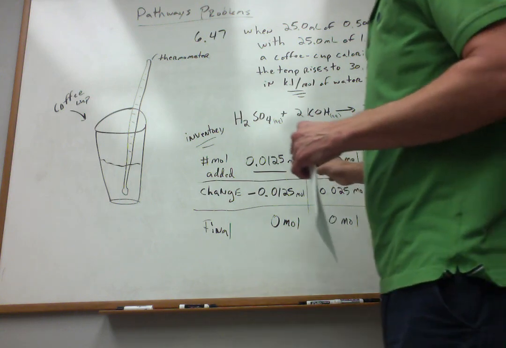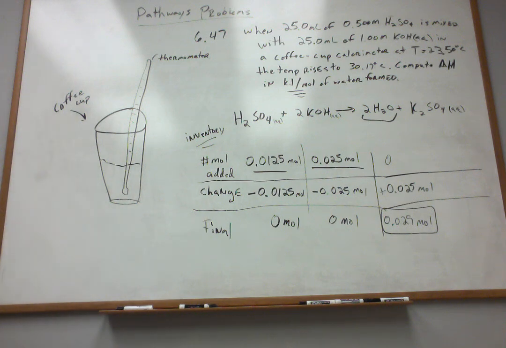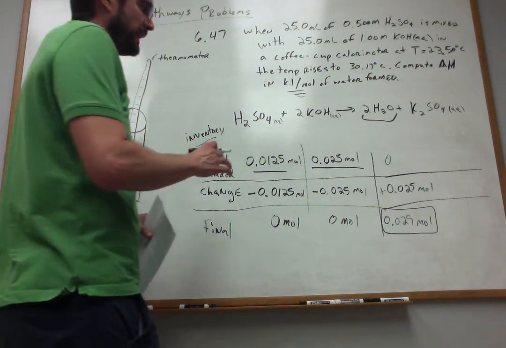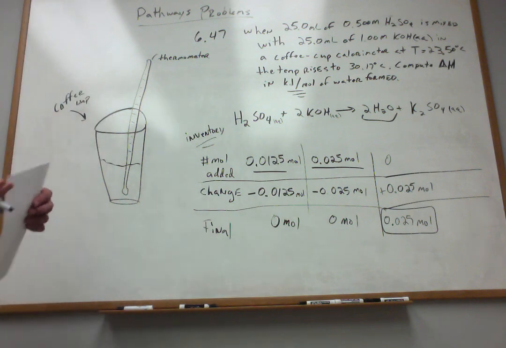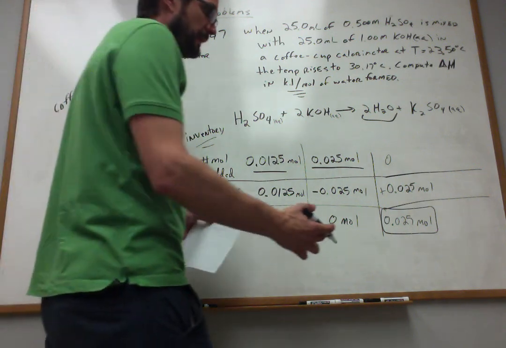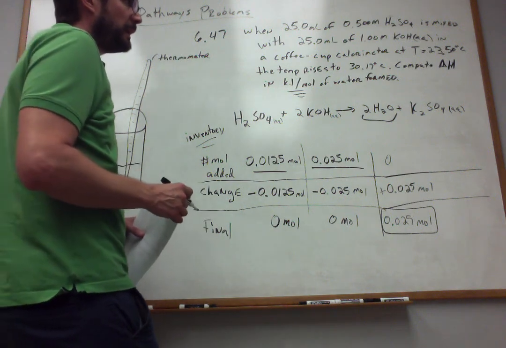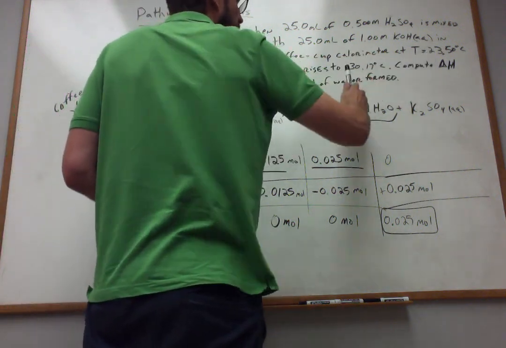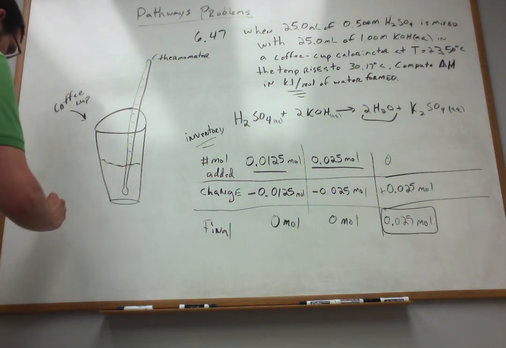So now I know that when I mix the acid and the base in this coffee cup, I know exactly how much water I made, 0.025 moles, 25 millimoles. And the heat that was generated as a result of this reaction comes from that amount of water being made. So 25 millimoles of water being made inside my coffee cup causes the temperature to rise from 23.5 to 30. That's what's responsible for this temperature rise. So we're kind of making some progress here, but we're not completely done yet.